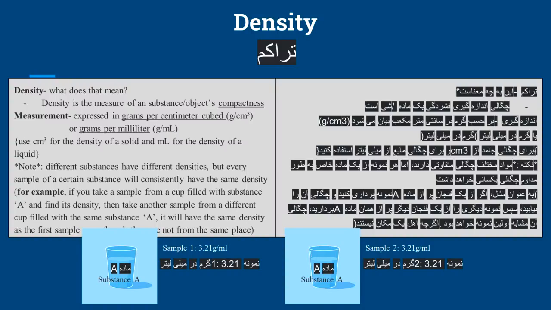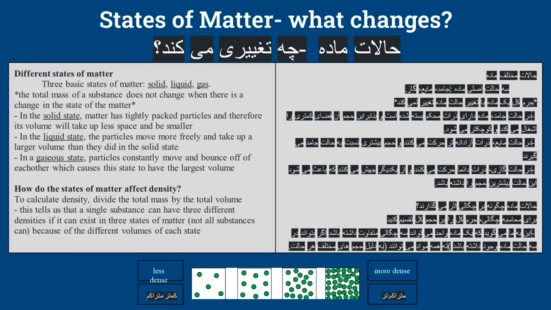For example, if you have 2 cups filled with the same substance, we will call it substance A, and you take a sample from each cup to calculate the density of each sample separately, you will end up with 2 calculations that prove the samples have equivalent densities.